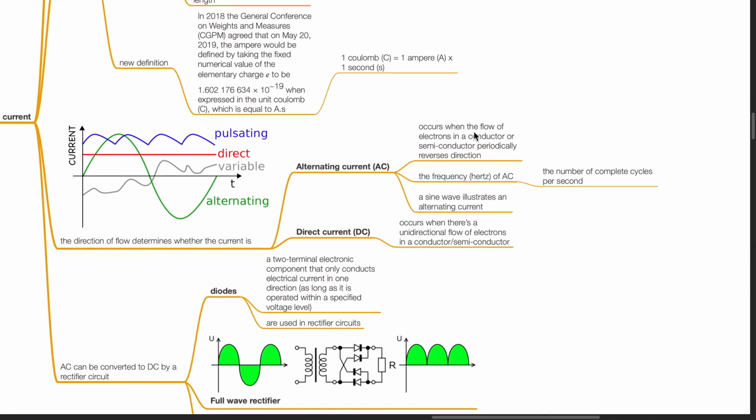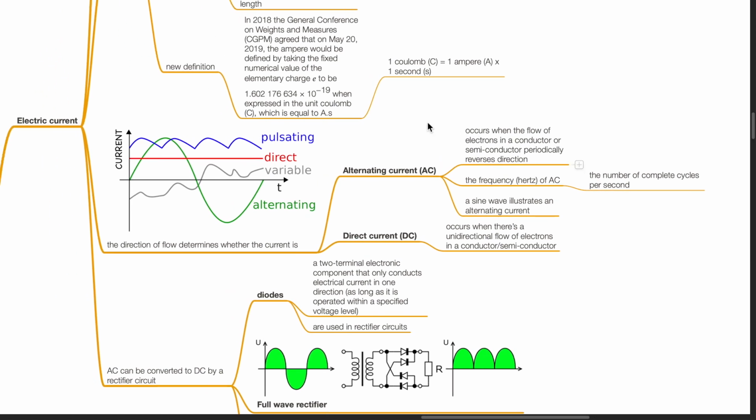The direction of flow determines whether the current is alternating current or direct current. Alternating current occurs when the flow of electrons in a conductor or semiconductor periodically reverses direction. The frequency of AC, measured in Hertz, is the number of complete cycles per second. A sine wave illustrates an alternating current.